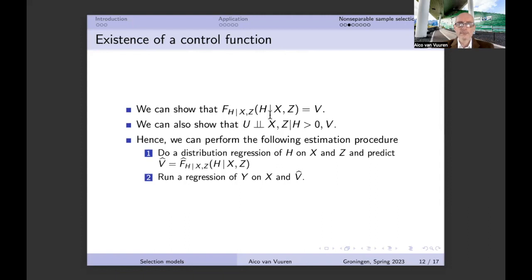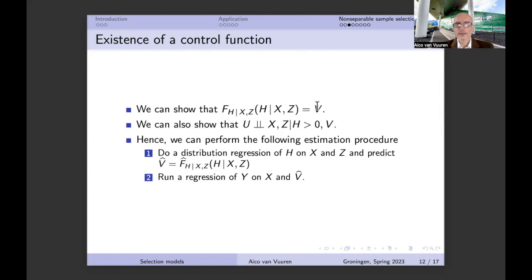Based on this, we also show in our Journal of Econometrics article that then U is going to be independent from X and Z, conditional on H larger than 0. Remember that generally U is not independent from X and Z, conditional on H larger than 0, but we make it independent again by having this additional conditioning on the values of V over there. And we should realize that this of course makes V a good control function.